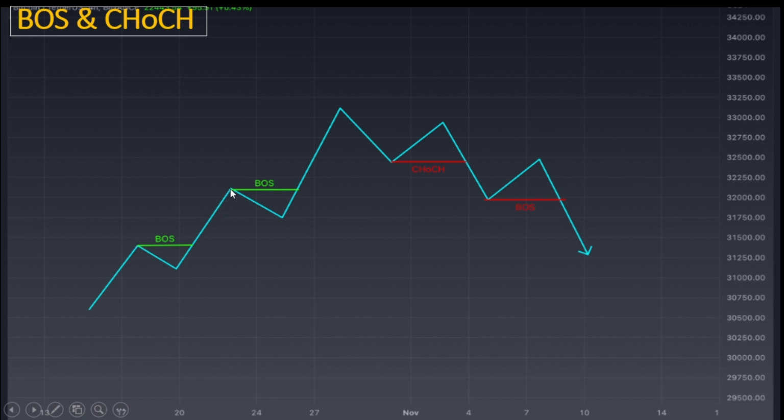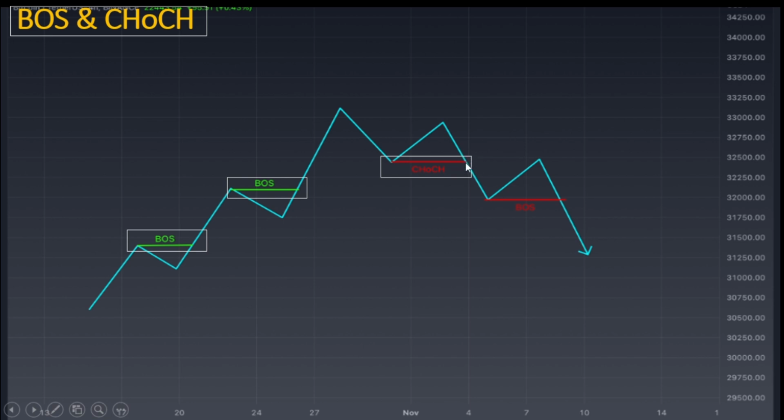A break of structure, or BOS, occurs when the price breaks the most recent support or resistance in the direction of the trend, whether bullish or bearish. For instance, if the trend is bullish, we expect the price to break resistances rather than supports. On the other hand, a change of character, or CHoCH, happens when the price breaks the most recent support or resistance in the opposite direction of the prevailing trend. In this example, we can see that while the trend was bullish, the price eventually broke support, indicating a potential shift. This shift is significant because it could signal a trend reversal.